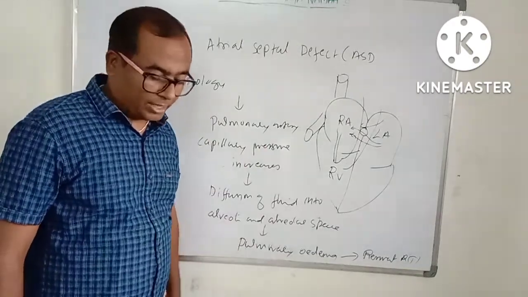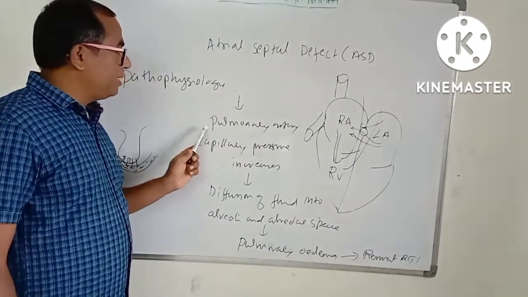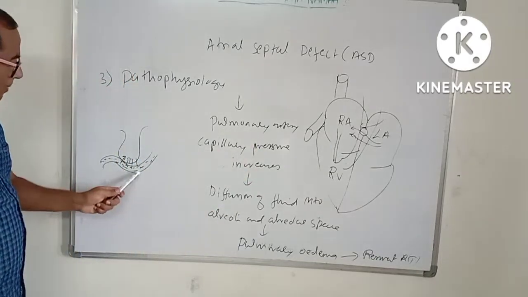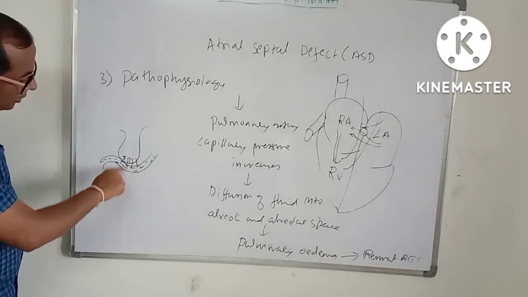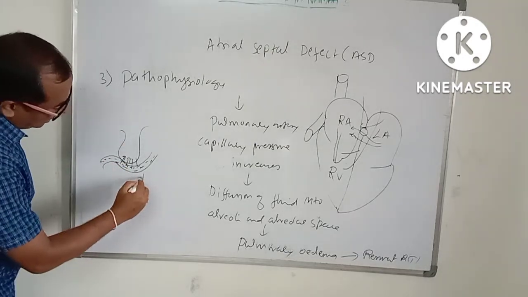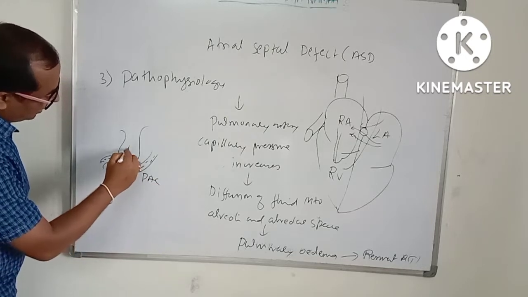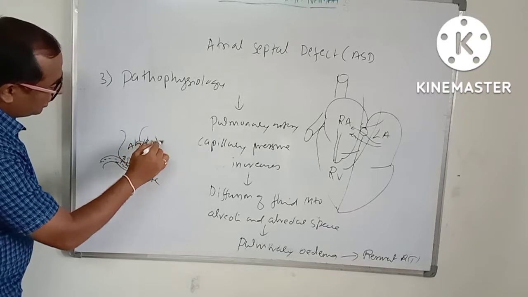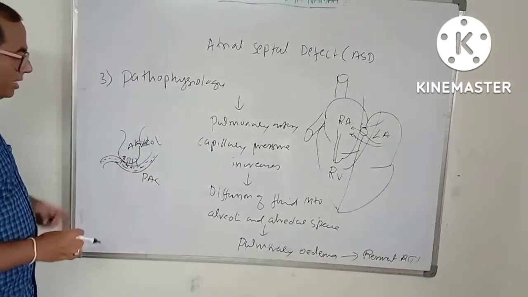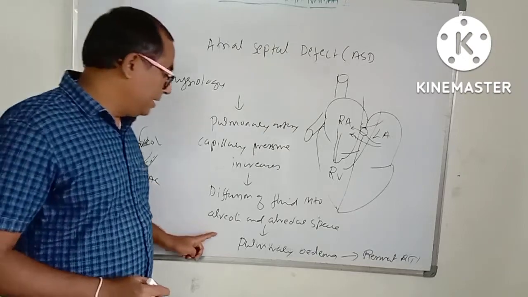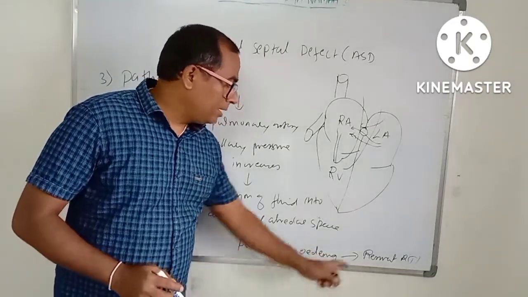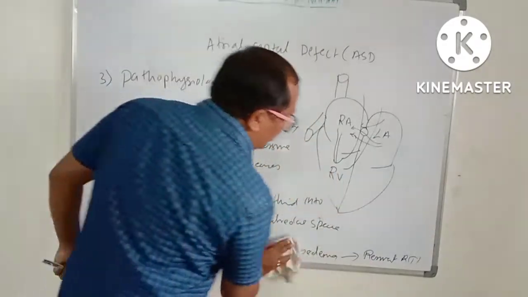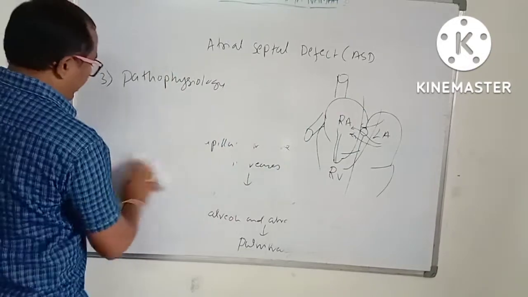This is one-sided pathophysiology. Okay, so because of increased pulmonary blood flow, pulmonary artery capillary pressure increases, and because of this there will be forcing or diffusion of fluid from the pulmonary artery capillary into the alveoli and alveolar structures. So there is a congestion and accumulation of fluid in the alveoli and alveolar space. That condition is known as pulmonary edema, and pulmonary edema will cause recurrent respiratory tract infection. Okay, so this is one-sided pathophysiology of atrial septal defect.